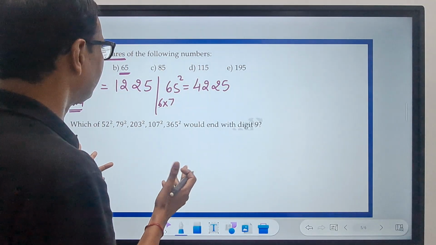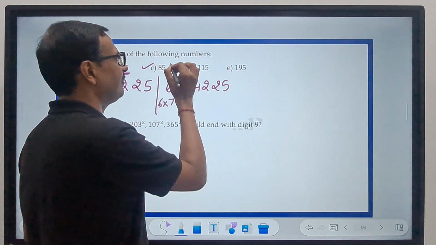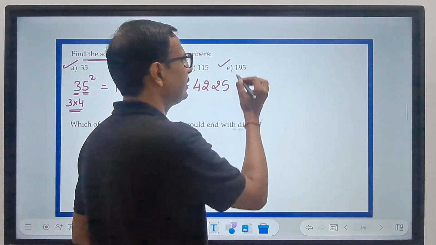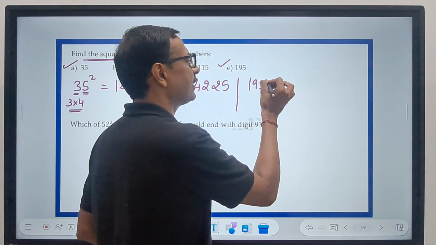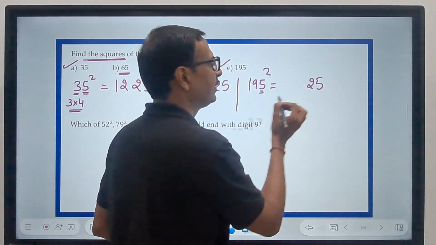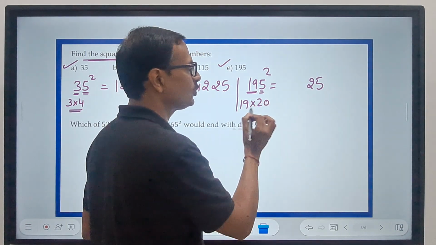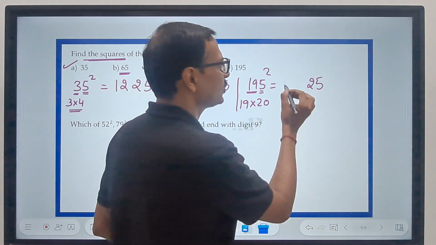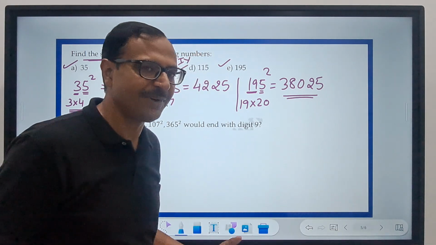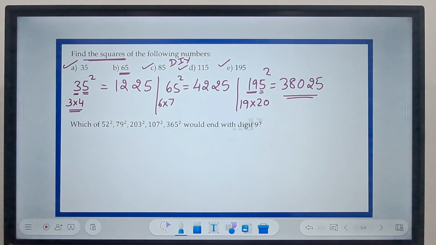I think you can work on it now and do third part, fourth part as a DIY. So I'll leave this as a DIY. Do it yourself question. I'll do the E part. 195 square. So ending in 5 means ending in 25. Now here we have 19, which when multiplied by 20 gives you 380, right? So 380 comes here and gives you the square of 195. Again pretty easy, right? Let's see another one.